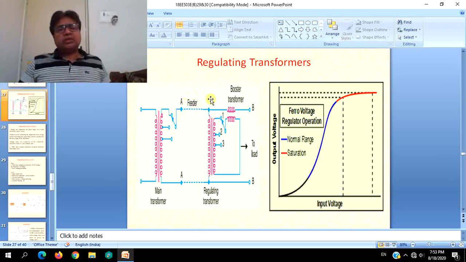Feeder is the actual conducting wire, actual conductor, which is bringing the supply from the substation to the next level substation, the distribution substation. Just think of it as that. And the primary of the regulating transformer is connected in series with the actual supply, and it is also fed to a booster transformer. Again, it will have a 1:1 transformation ratio.